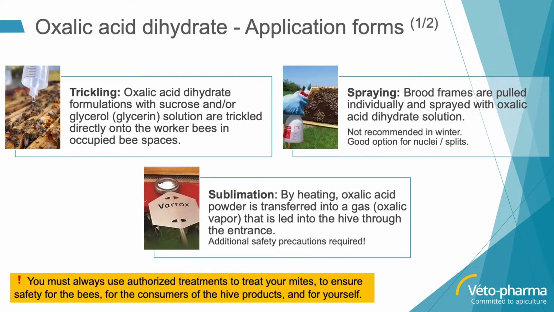The three most commonly used application forms of oxalic acid in beekeeping are trickling, spraying, and sublimation. For trickling, oxalic acid dihydrate solutions with sucrose and/or glycerol are trickled directly onto the worker bees in occupied bee spaces of the colony. Beekeepers use syringes or similar devices to apply exactly the required dosage for the hive.